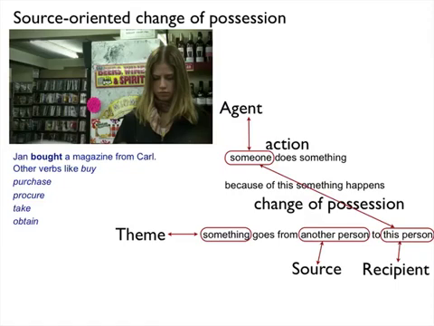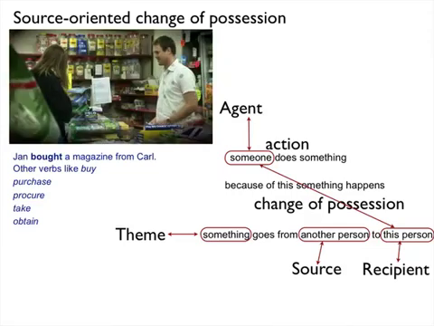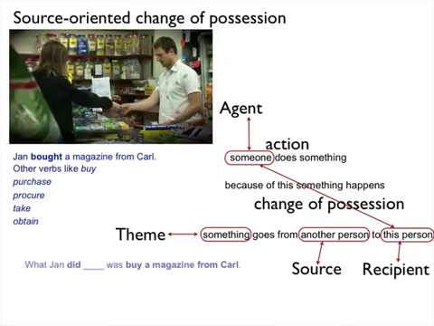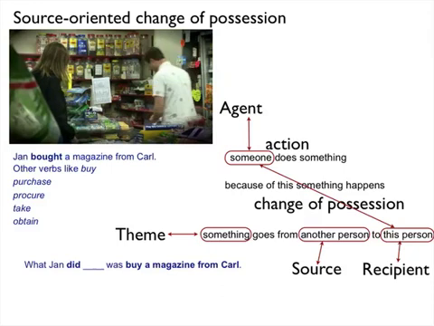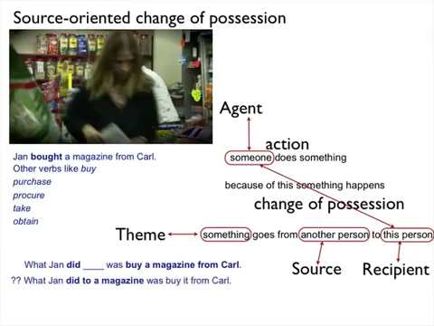We've got theme, source, but we've got the same roles: agent, theme, source, recipient, right? We can see what the agent is. You don't really say if somebody bought a magazine from someone, you wouldn't say did something to the magazine, right? Because it's not really a patient role.